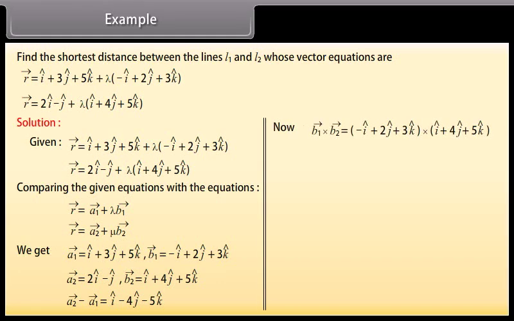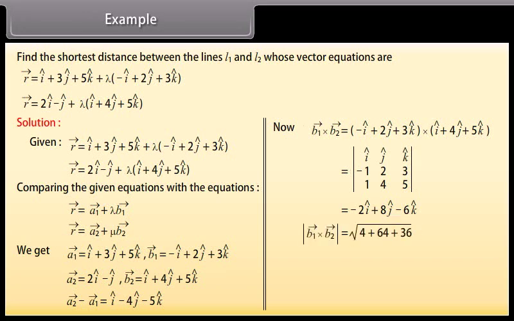Now, cross product of vector b1 and vector b2 is (minus i cap plus 2 j cap plus 3 k cap) cross (i cap plus 4 j cap plus 5 k cap) equals determinant, row-wise, first row i cap, j cap, k cap, second row minus 1, 2, 3, third row 1, 4, 5, equals minus 2 i cap plus 8 j cap minus 6 k cap. Modulus of cross product of vector b1 and vector b2 equals the square root of 4 plus 64 plus 36, equals square root of 104.